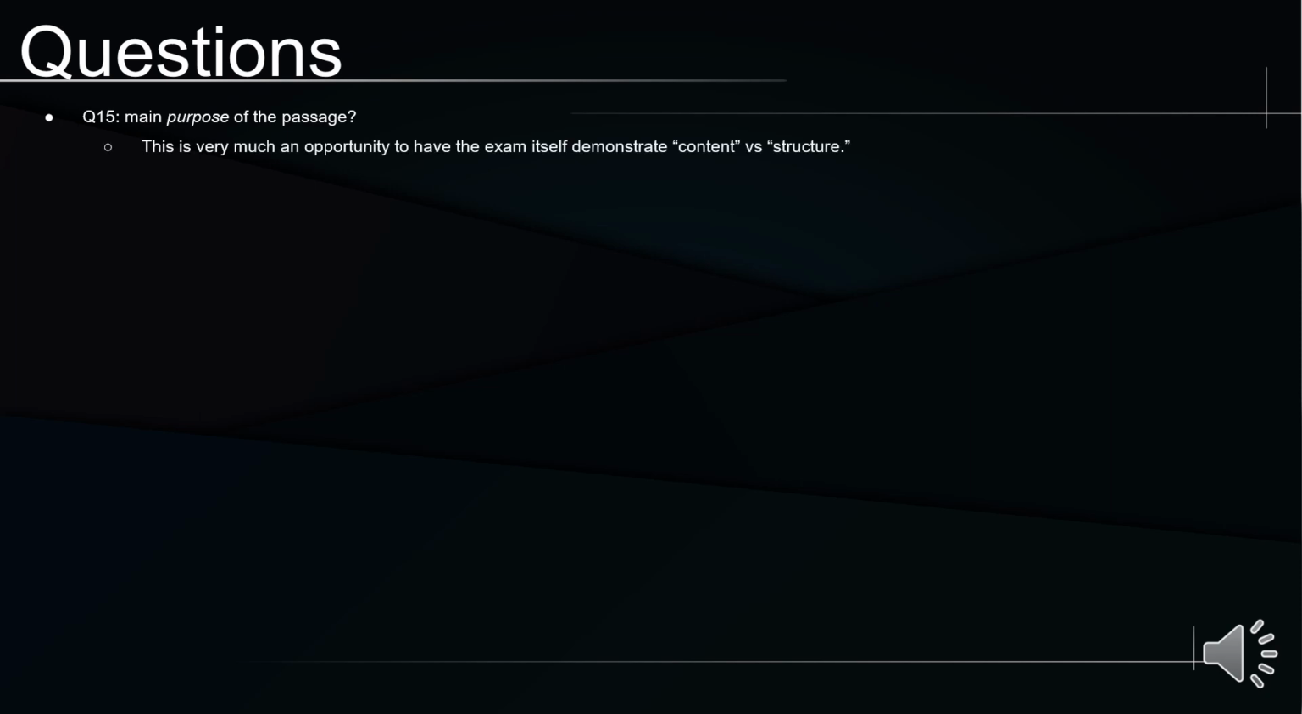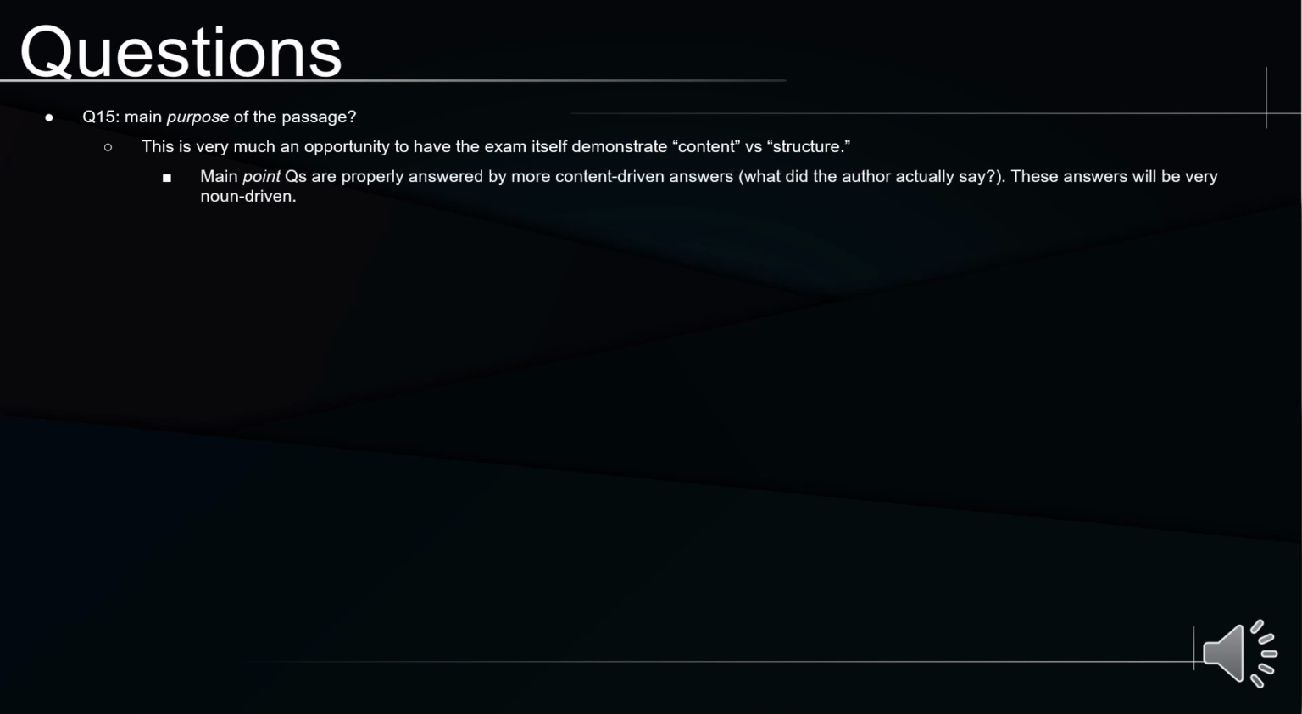So we are now on the final one, number 15, and this is a main purpose question. This is very much an opportunity to have the exam itself demonstrate what it means by content versus structure. Main point questions like number 8, and like the ones we see at the beginning of pretty much every other passage, are properly answered by more content-centric answers. What did the author really say? These answers will be very noun-driven. They will include facts and terms and specific things from the passage itself.